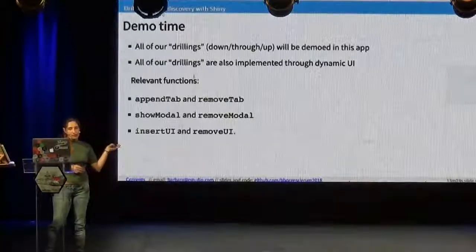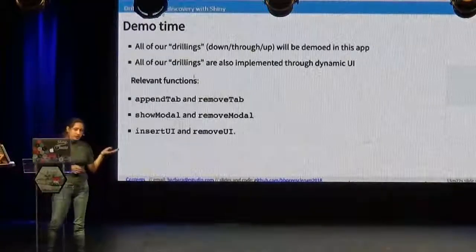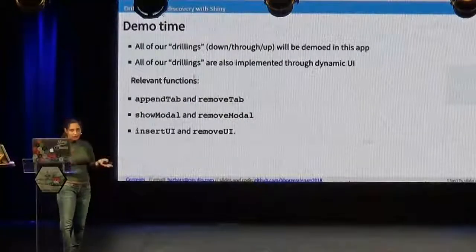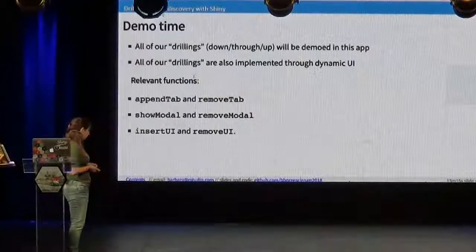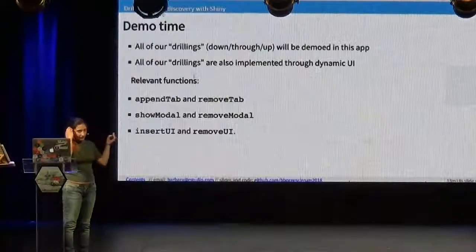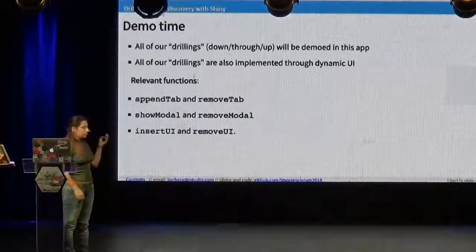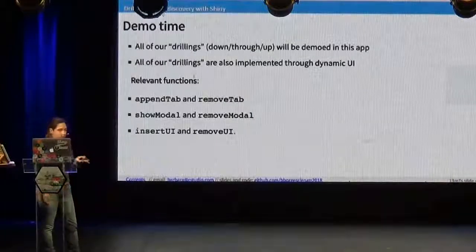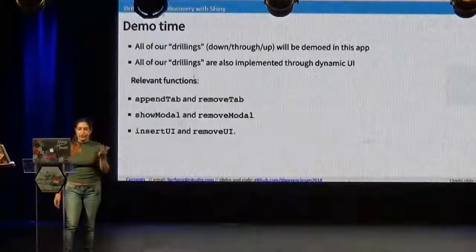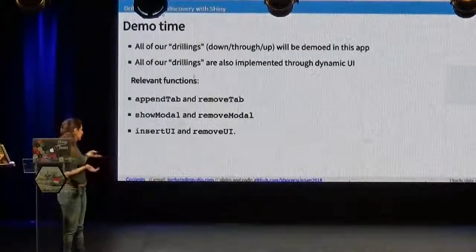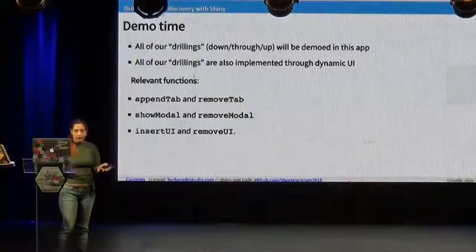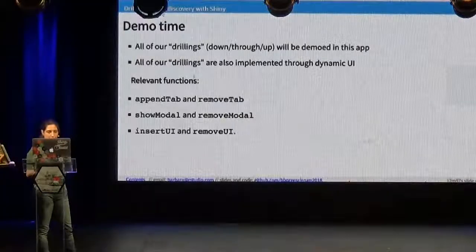So some of the most relevant functions, a lot of you, if you use Shiny, are probably familiar with renderUI, which was our first dynamic UI function. But since then, in the last couple of years, we added a bunch more. So appendTab, removeTab for dynamic tabs, showModal, removeModal for modal windows, and insertUI and removeUI, which is really the most flexible one because it allows you to add and remove whatever piece of UI.